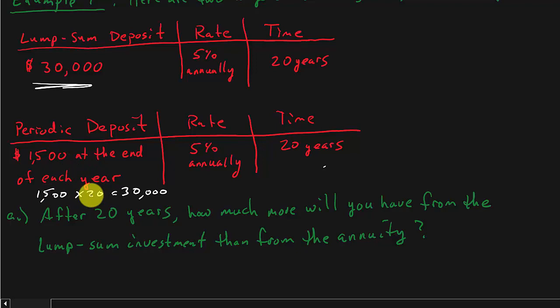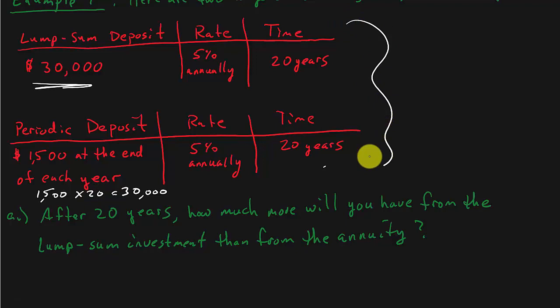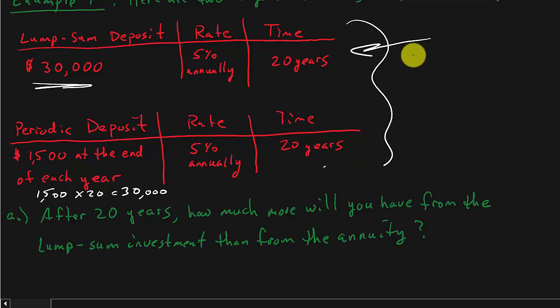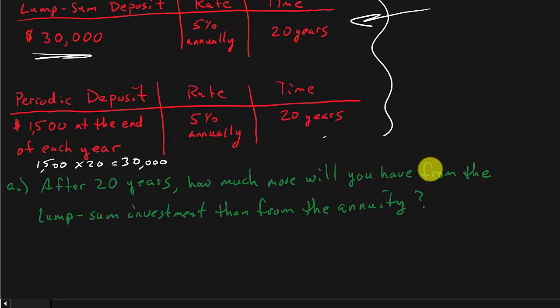All right, so what we're going to do is look at these two scenarios and compare them. Which one's better? So after 20 years, how much more will you have from the lump sum investment than from the annuity? Well, just the way they're asking the question, the lump sum's going to be better, right? So let's go ahead and get that.